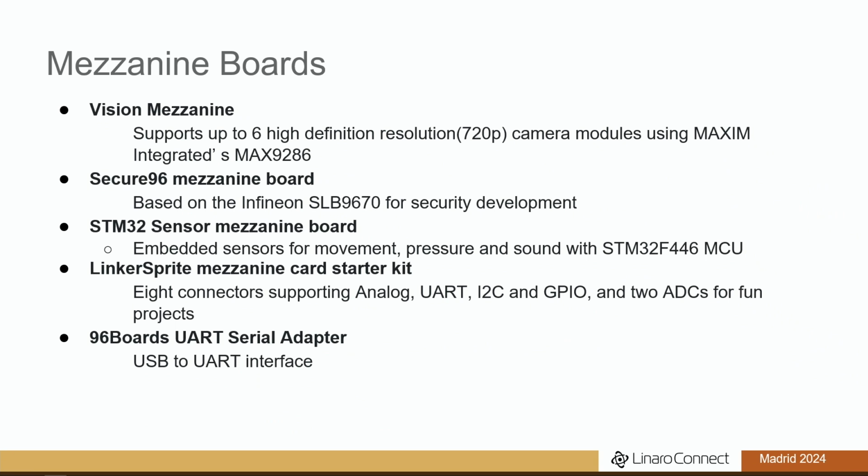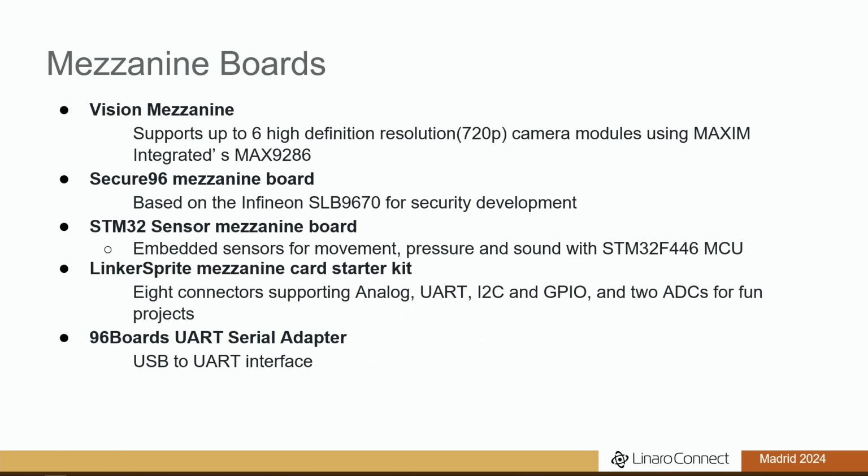Maxim Integrated Max 9286 controllers, and this is used by a lot of people, especially on Dragon Board 410C, to integrate camera applications. Then there is a secure mezzanine for your secure applications using SLB 9670. Then the STM sensor mezzanine board integrates a bunch of sensors like movement, pressure, sound. It features another STM MCU. Then for your fun projects, people try to use the Linker Sprite mezzanine card.